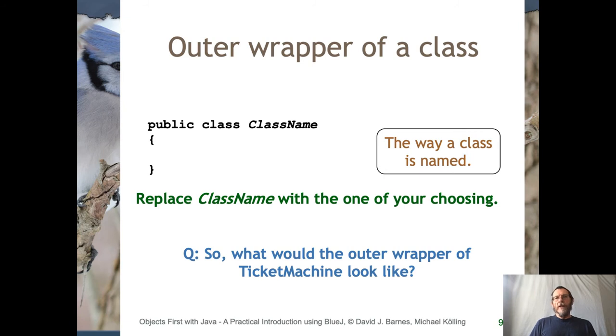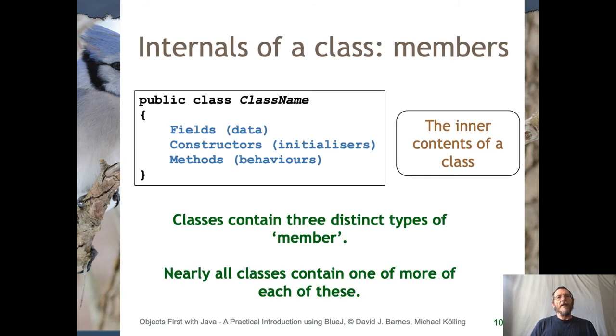So what about that blank space between the opening curly bracket and the closing curly bracket? Well, clearly we need to put something in there. That's where the internal definition of our class is going to go. That's where things like the data definitions and the initialization for objects and the methods that provide us access to the data are going to go. So we can extend this idea of a general outer wrapper to say inside that outer wrapper, so between the opening curly bracket and the closing curly bracket, we will typically find three distinct things.